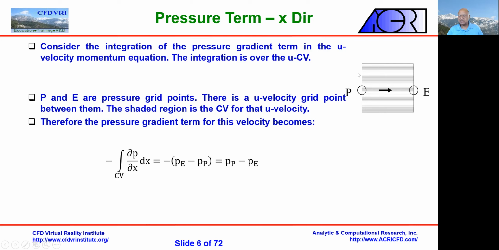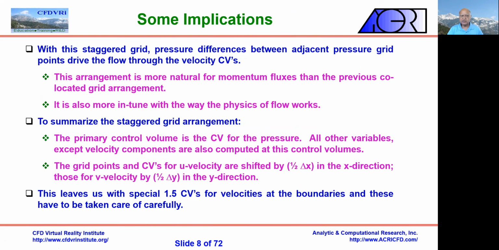Same thing happened with the Y direction. I'm not going to worry about it. So with the staggered grid, the pressure differences between adjacent pressure points drive the flow. This is more natural for momentum fluxes than the previous co-located arrangement we had, right? Also, it works with the physics.